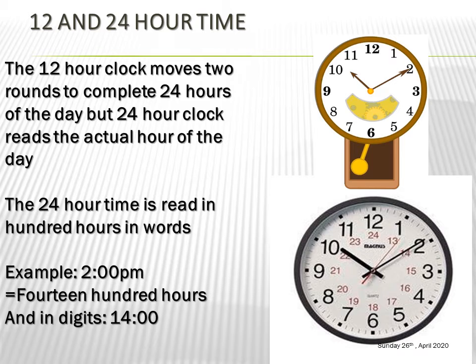The second one for the day is the 13th hour of the day. But the 12-hour clock will say 1 p.m. What will the 24-hour clock say? 13 hours, because now it's the 13th hour of the day. If it is 4 p.m., the 12-hour clock will say 4 p.m., but the 24-hour clock will say 16 hours.